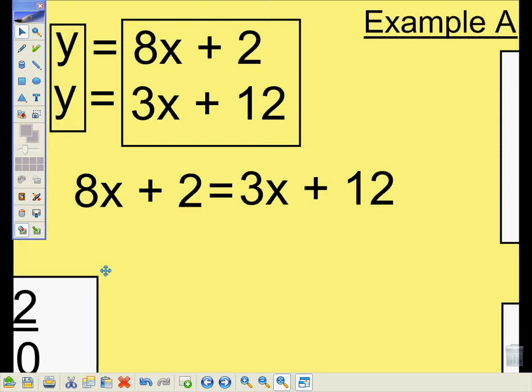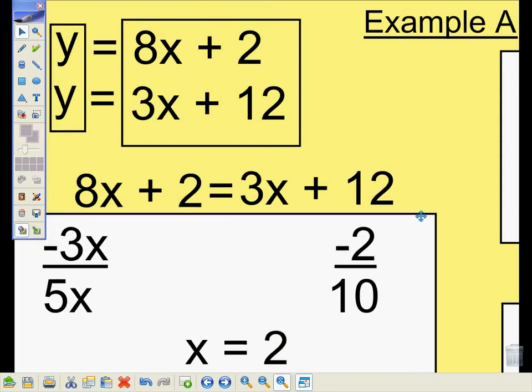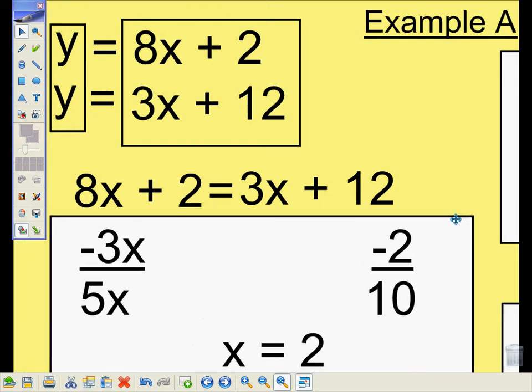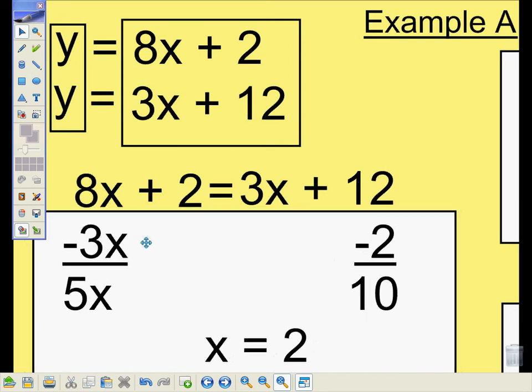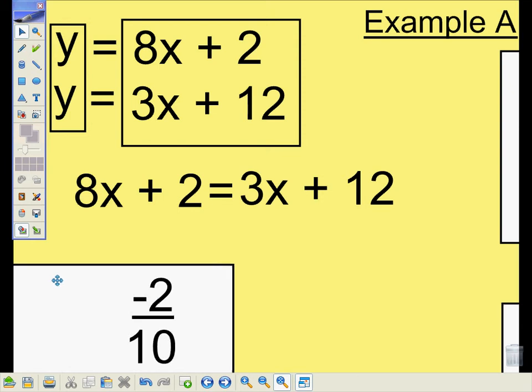The next thing, this goes back to first semester stuff, is we're going to do two-sided solving steps. You're going to get your x's on the left side here by subtracting the 3x. That gives me 5x. You're going to get the 2 on the other side by subtracting 2 from the 12. That gives you 10. The next step, of course, is divide by 5, and therefore x is 2 on this one. Alright, so we set it up.